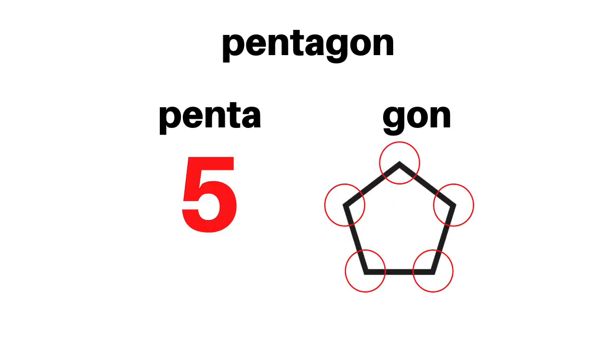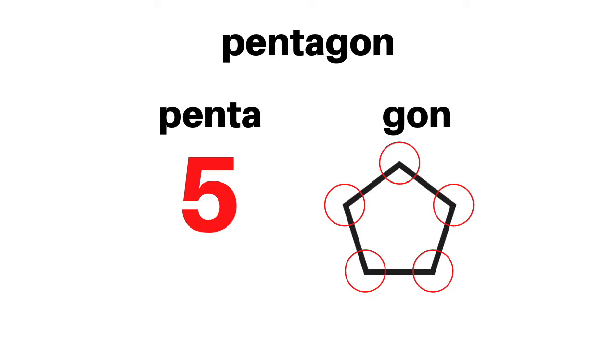Our last word is pentagon. Penta means 5. This can be hard to remember because there's not a lot of familiar words with penta in them. So how can you remember a pentagon means 5 angles?